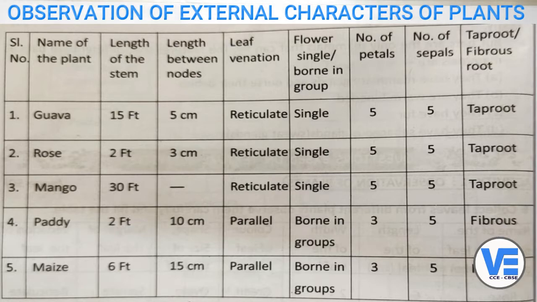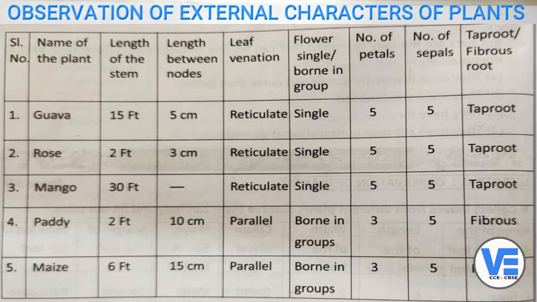And coming to the taproot or the fibrous root. Guava, rose and mango have a taproot system, which is located deep into the ground and is a very strong root system. Whereas paddy and maize have a fibrous root system. Okay, so that is how you can see a lot of variations in the 5 plants we have taken as an example for our activity number 2.